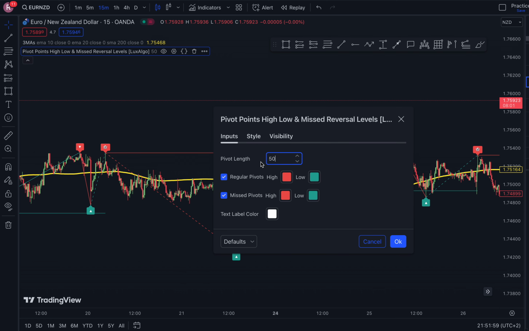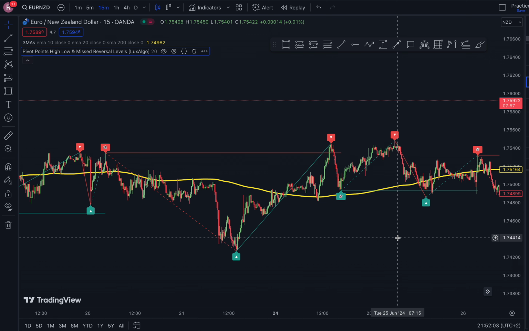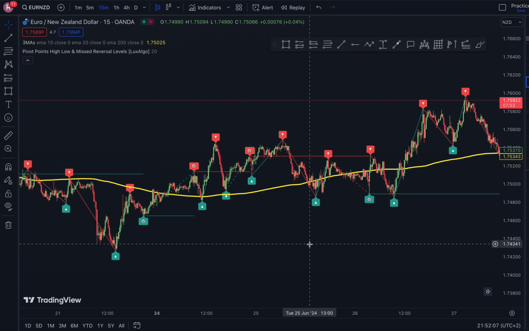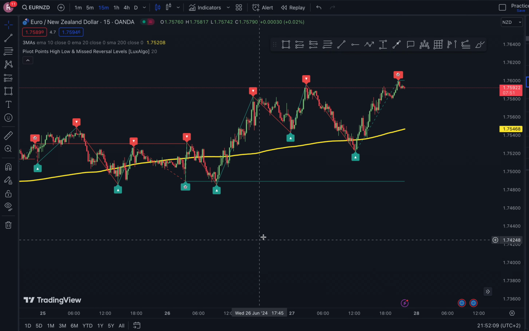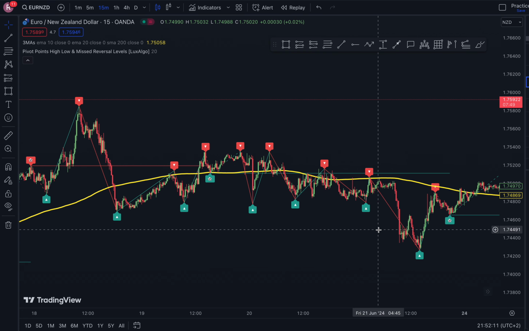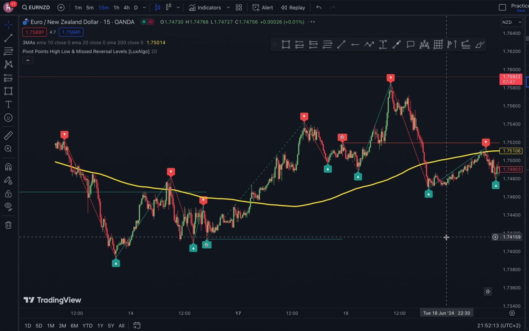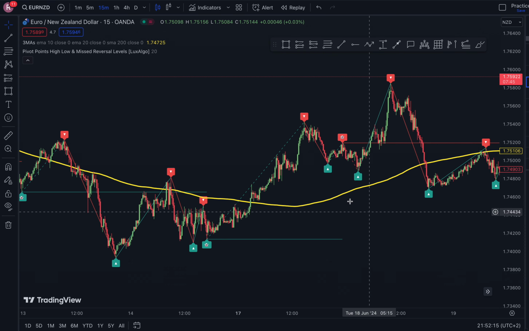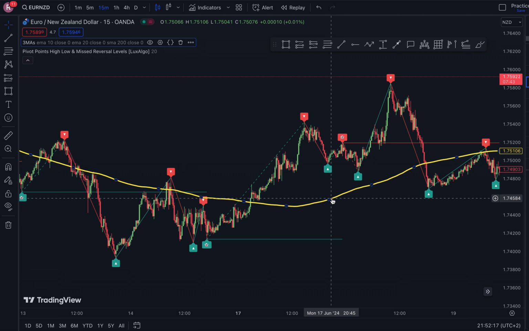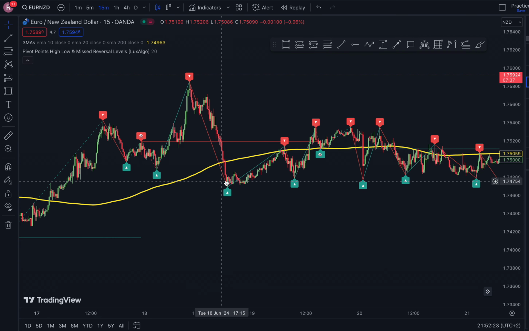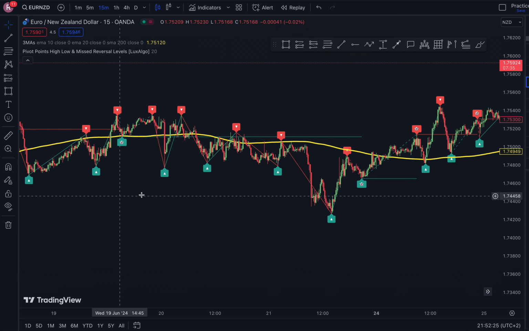So we're gonna go to our pivot point. Gonna tweak it, give it 20. Great, just like that. All right, cool. So as you know how the EMA works, when price is above our EMA, we're looking for buys. When price is below our EMA, we're looking for sells.